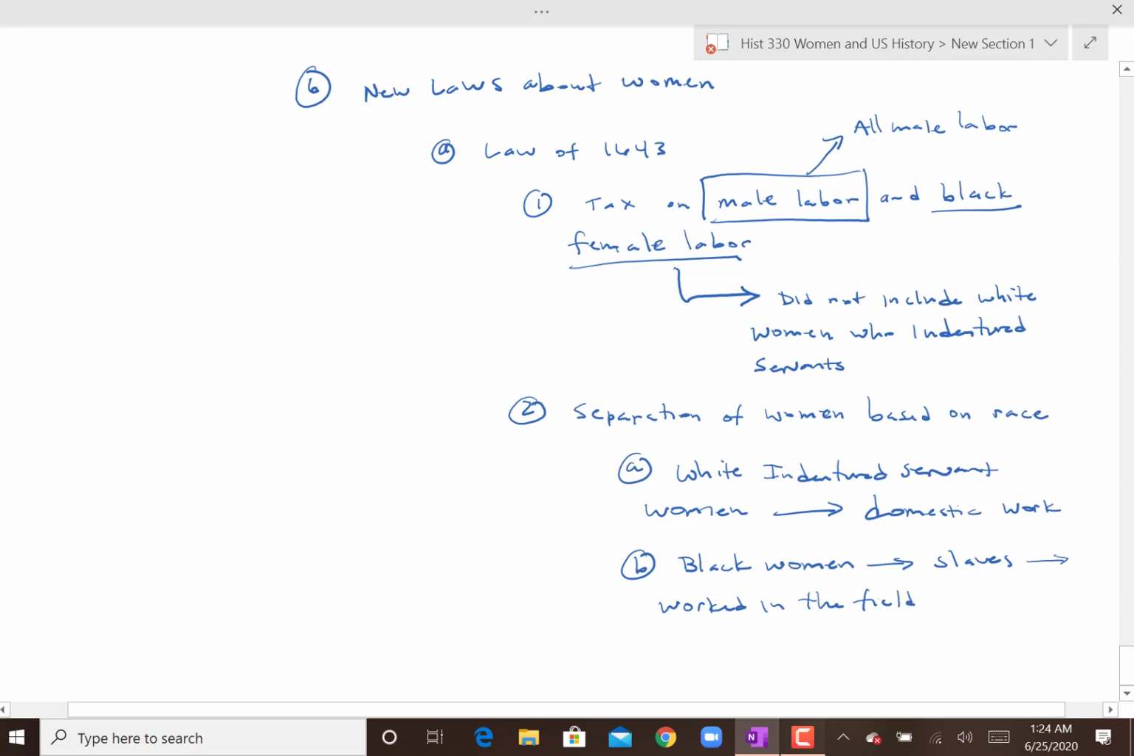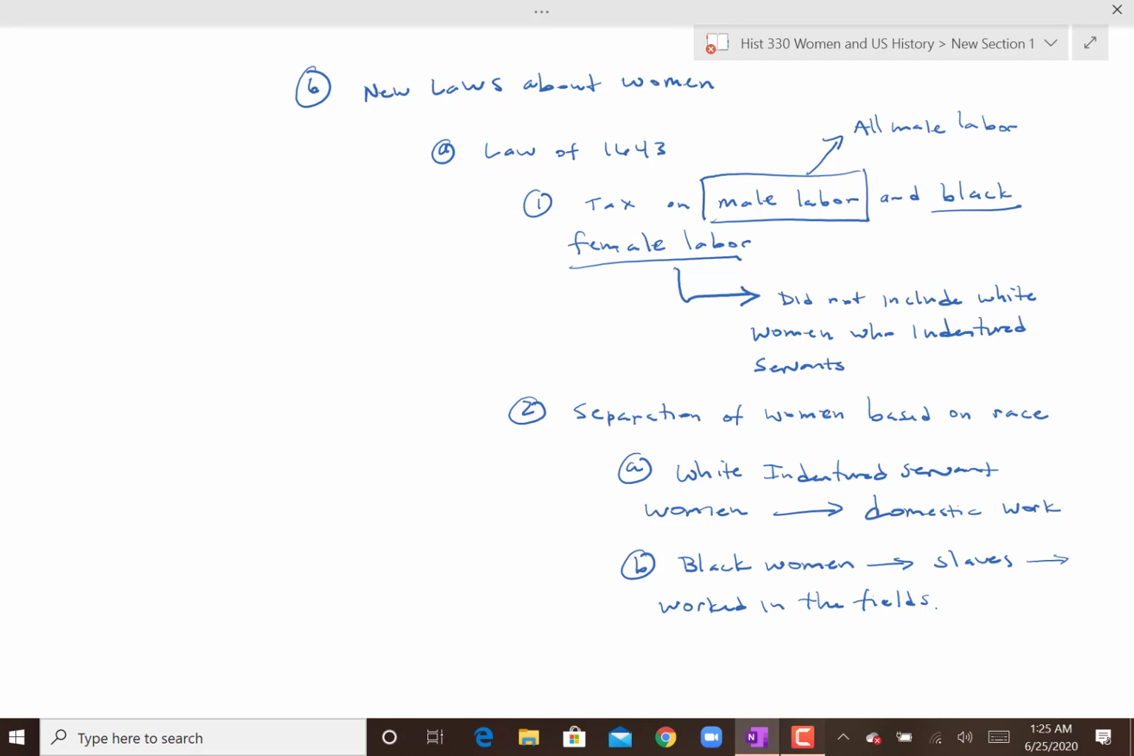This was a tax that had happened before. And so they only were taxing labor that was making you a profit. Domestic work was not seen as making a profit. That was just stuff around the house, right? But field labor was making you a profit. So the key with this is it's the first law that clearly separates, not for men yet, but women based on race. The idea that black women are working in the fields, and it's implying that white women are not taxed anymore because they're not working in the fields anymore, they're being in domestic labor.